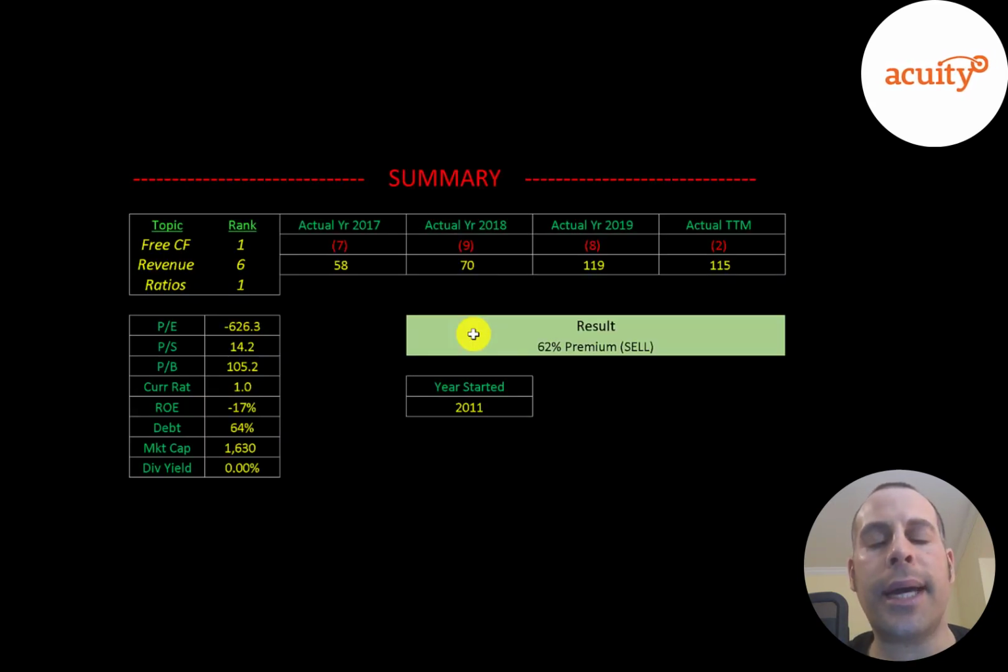So to summarize, I do have them trading at a 62% premium, but this company has a lot of exciting products in the works. This is definitely a risky investment. That's why they call it investing. Greater risk, greater reward. I rank their free cash flows 1 out of 11 because they're negative every year. I rank their revenue 6 out of 10. It's pretty small, but it is growing every year, which is good. And I rank their ratios 1 out of 10. They have really bad ratios.